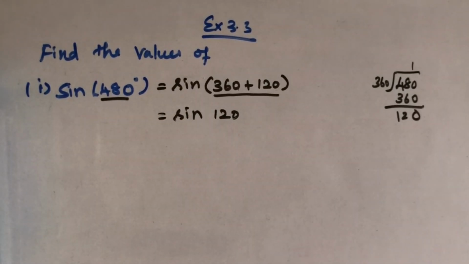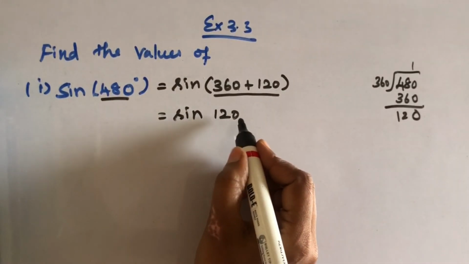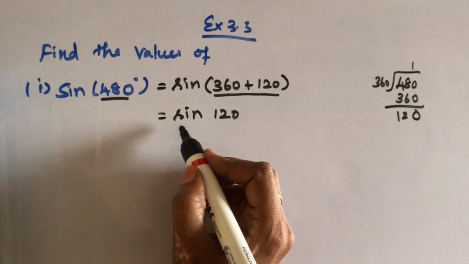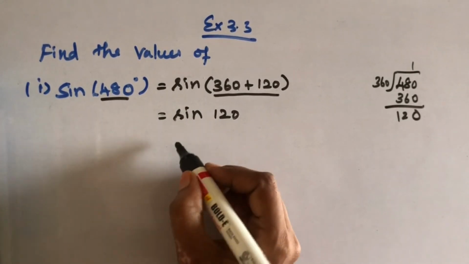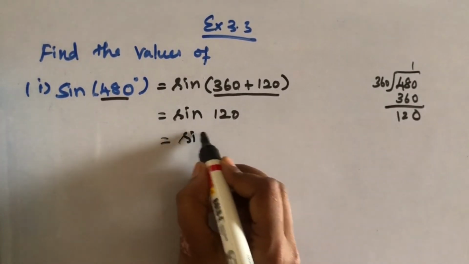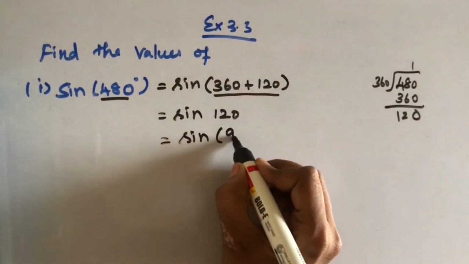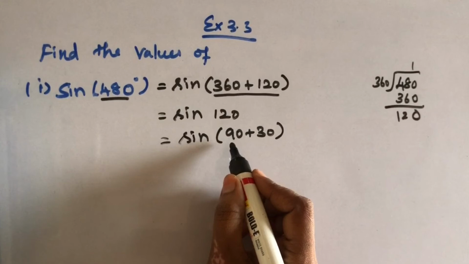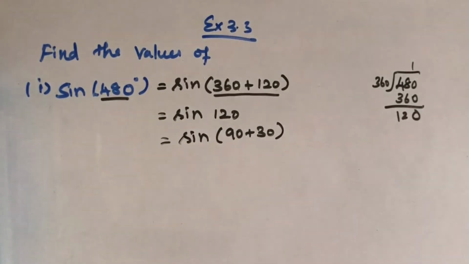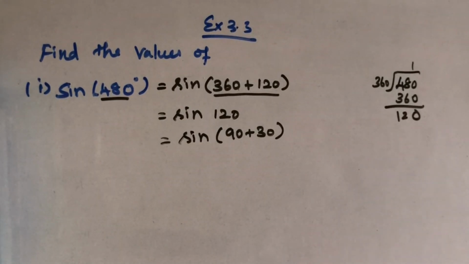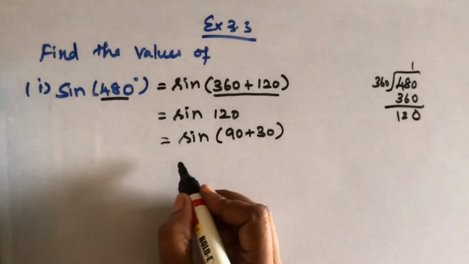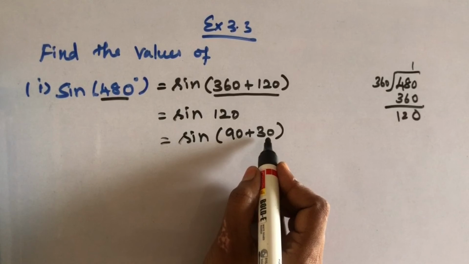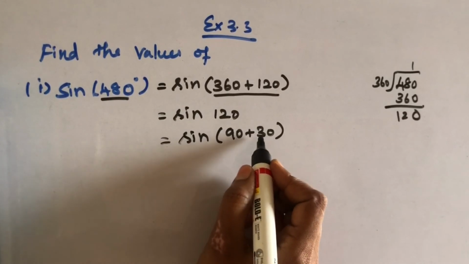Okay. Now it is sine 120, but we don't know the value of sine 120. You are not supposed to know the value of sine 120. So, we are going to split it again. I write it as sine of 90 plus 30, or else you can write sine of 180 minus 60 as well. Okay. So, sine 90 plus 30. Now, 90 plus 30 means it lies in the second quadrant. In the second quadrant, sine is positive.